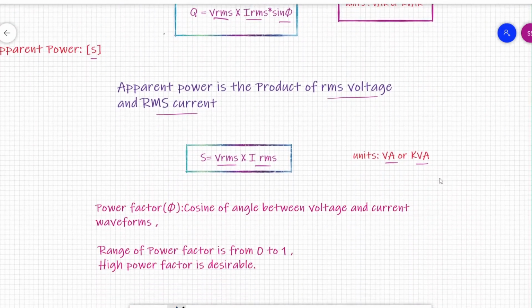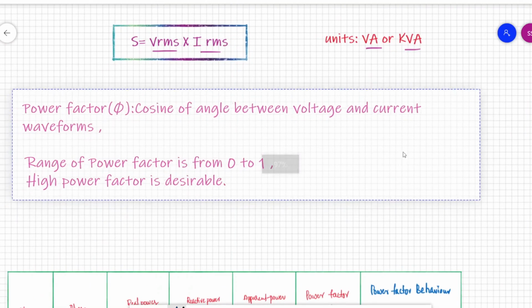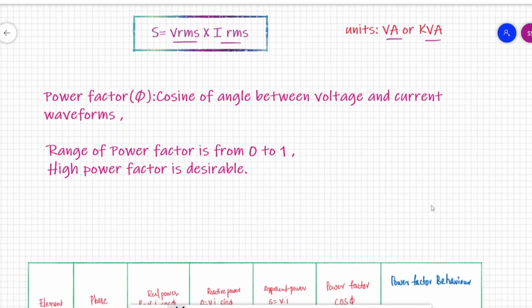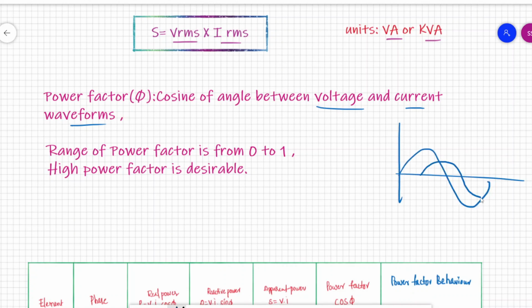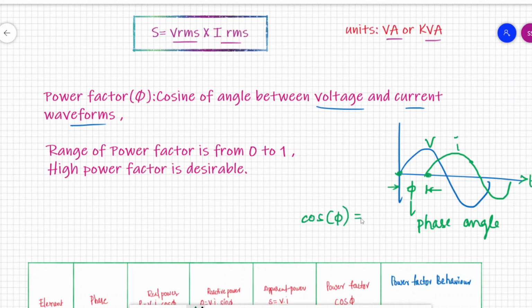Now let us try to understand these concepts. First one is power factor. I have already mentioned what power factor is. It is the cosine of the angle between voltage and current waveforms. If this is a voltage phasor, and we have a current phasor like this, so let me change the pen so that you can understand. Here the starting positions of the two waveforms are displaced by an angle, that is called phi. This is called the phase angle between voltage and current waveforms. The cosine of this phase angle phi is nothing but our power factor.